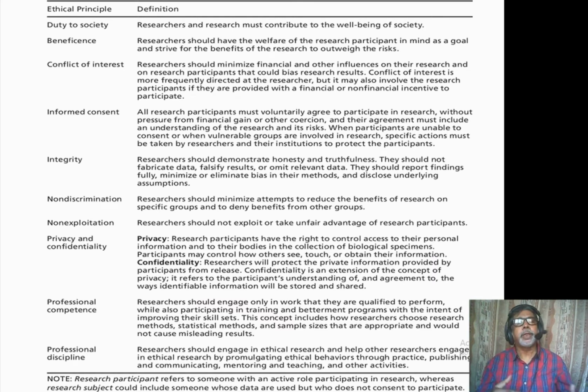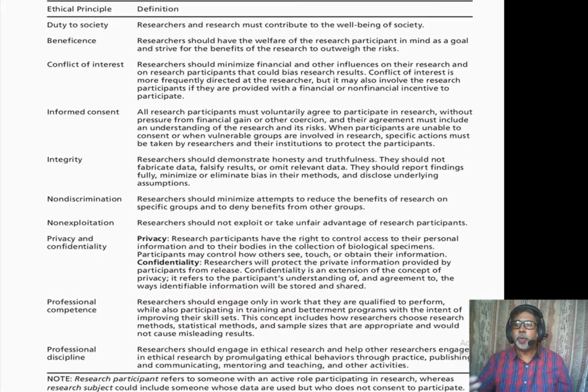Then the question of non-discrimination. What is that? Researchers should not attempt to reduce the benefits of research for a specific group. That means whatever the outcome of the research should go entirely to the society, not benefiting a specific group, or you cannot deny benefits from other groups. So that's very important. The next important ethical principle is non-exploitation. Researchers should not exploit or take unfair advantage of the research participants.